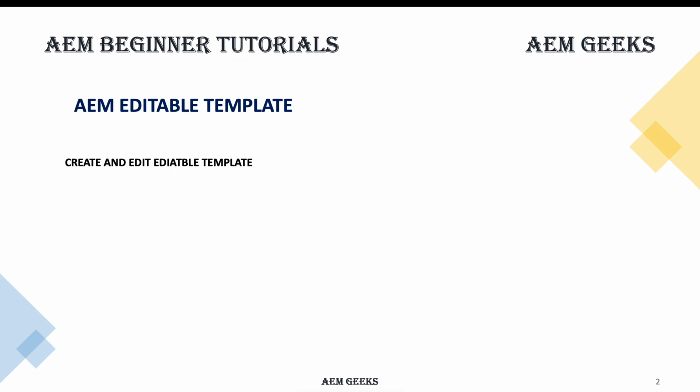So what we'll learn in this tutorial: how to create and edit editable templates, and then we'll see 4 concepts which are important: structure, initial content, policy and layout. Policy is entirely a big topic, so I'll cover policy as a separate tutorial because policy belongs to template and components, but I'll give you an overview as part of this tutorial. So this is going to be very important for you.